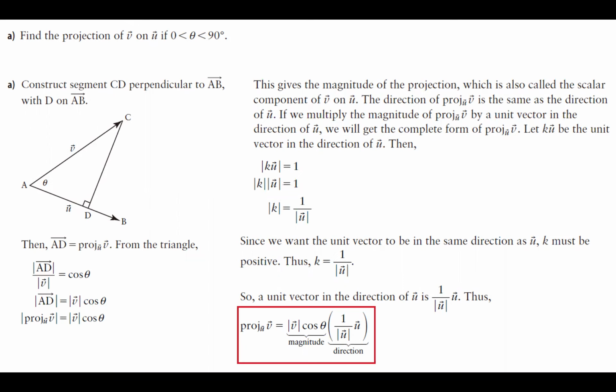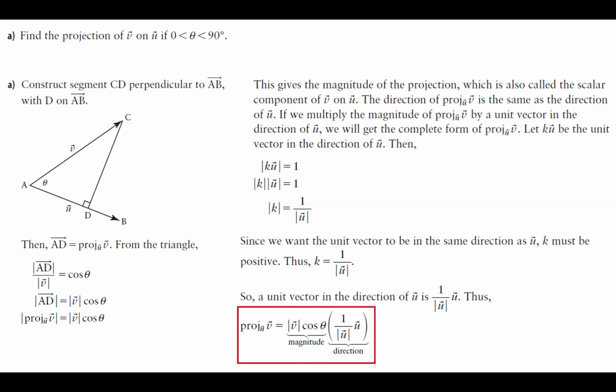Then we can easily solve that: the absolute value of K should equal 1 over the magnitude of vector U, right? Since we want the unit vector to be in the same direction as vector U, the real number K must be positive. Thus, we know K equals 1 over the magnitude of vector U.